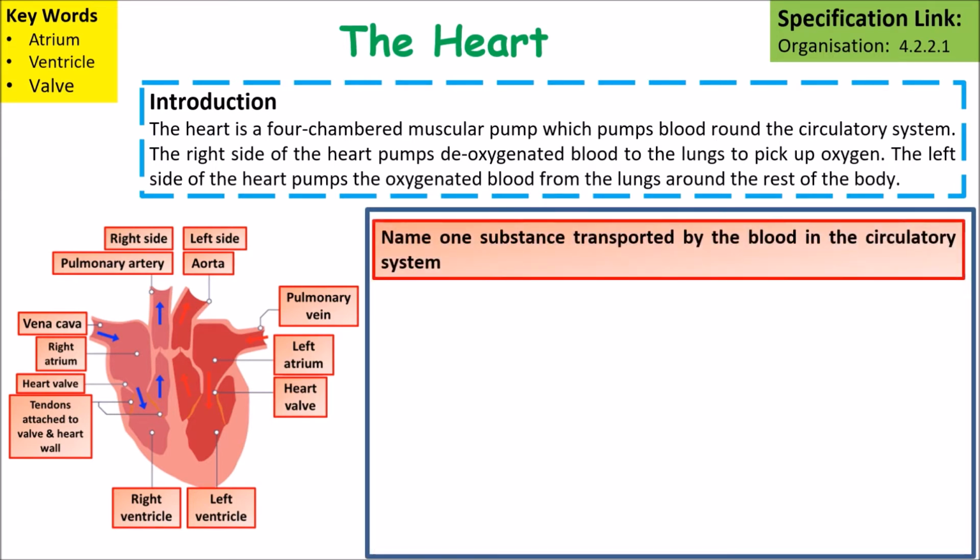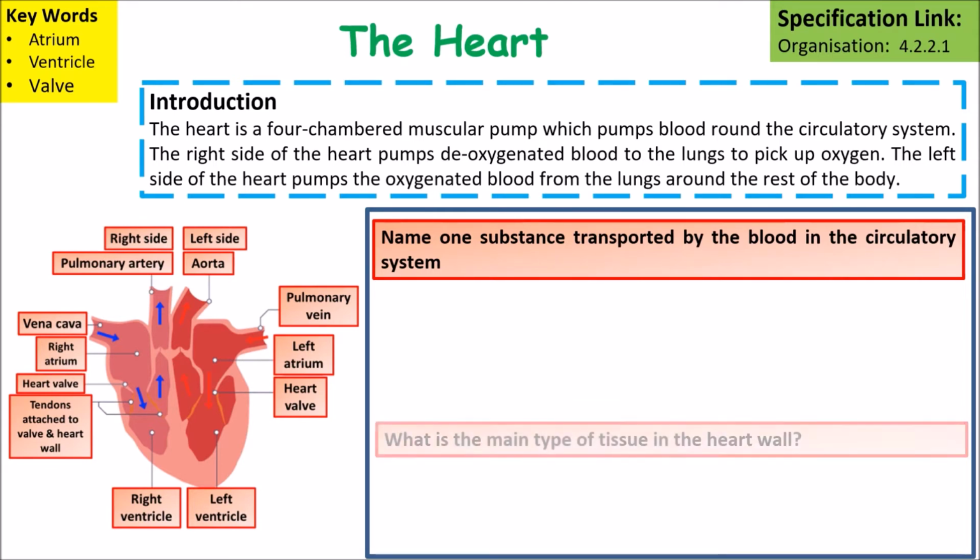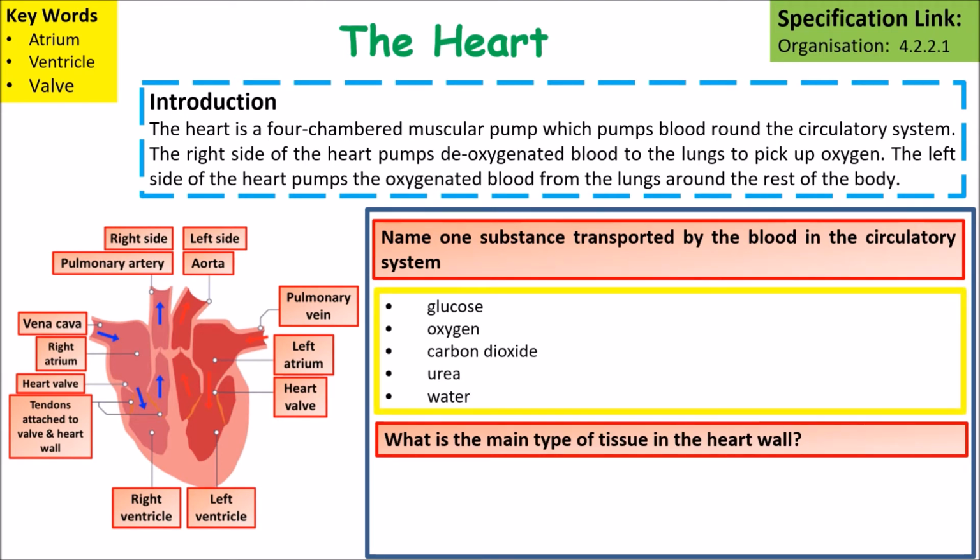So if we look at naming one substance that is transported in the blood in the circulatory system, and the main type of tissue the heart is made up of: the things that blood transports are things like glucose, oxygen, carbon dioxide, urea and water, and the heart is made up of muscle cells or cardiac muscle.